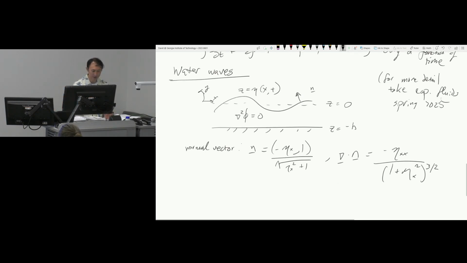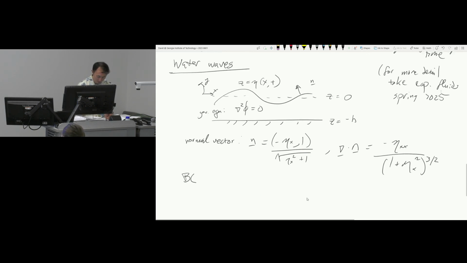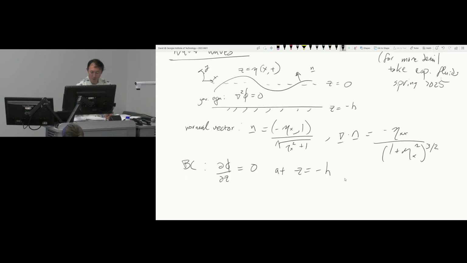All right. So basically, you have to deduce a solution for phi. The governing equation is conservation of mass. Yeah, I think we know that. And the boundary conditions here would be that basically there's no normal velocity at the water surface. Oh, sorry. At the ground, there's no penetration velocity into the ground.